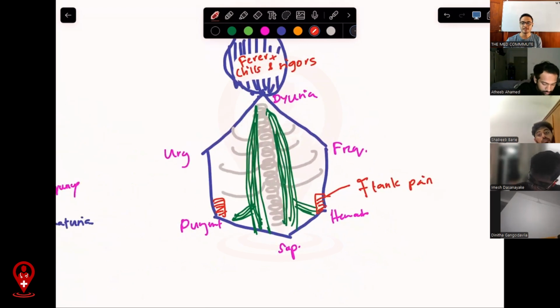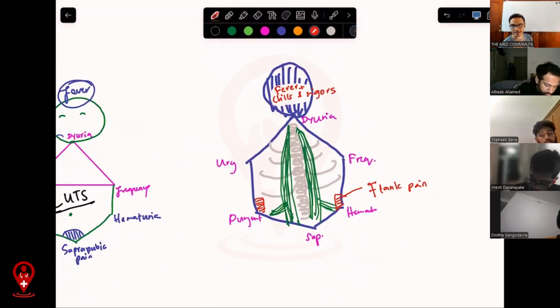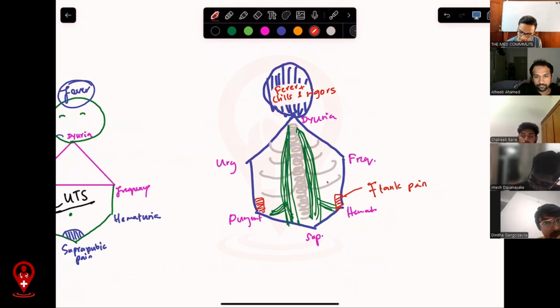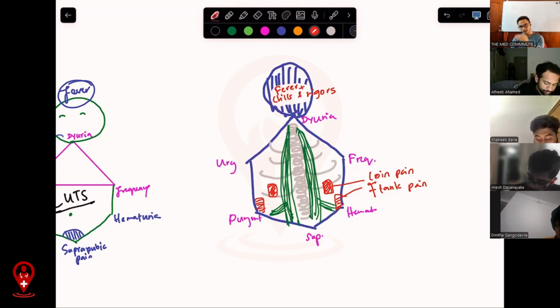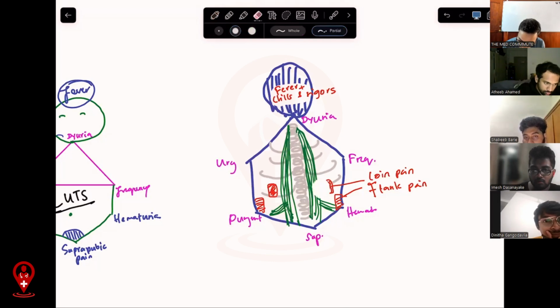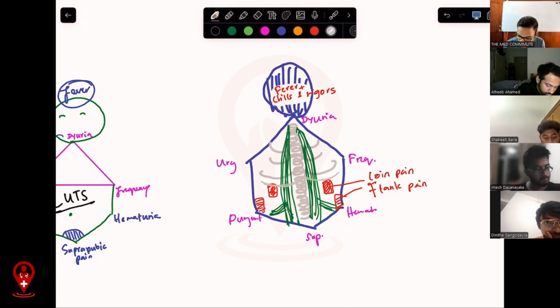Then, guys, they can have pain in this other area just on either side of the spine and above the pelvis, somewhere around here. This area we call loin pain. This is the area on either side of the spine between the lowermost ribs and the pelvis. Let me draw it nicely, just below the lowermost ribs. We all know our last ribs are what? Our floating ribs.